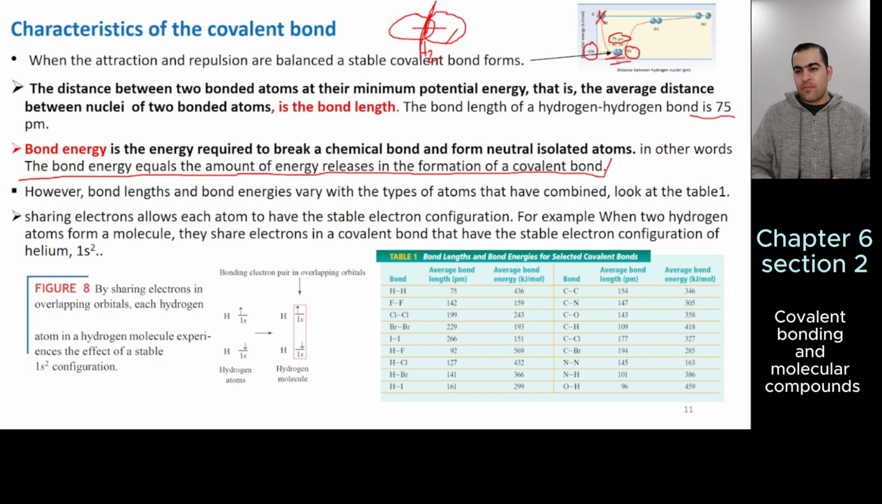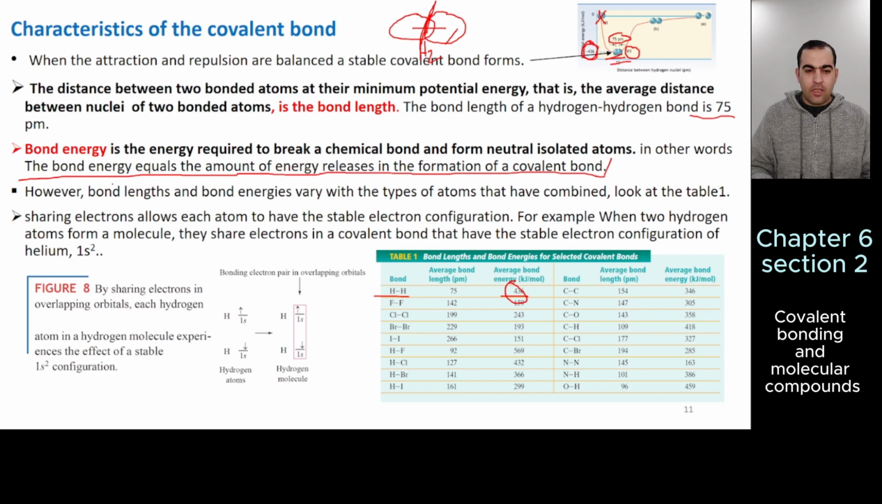For hydrogen, negative 436 is the energy released in the formation of a covalent bond. The energy we need to break the bond equals the energy that they have released. Here, look, the bond energy of hydrogen is 436, which equals the energy that the atoms have lost in the process of forming a covalent bond.